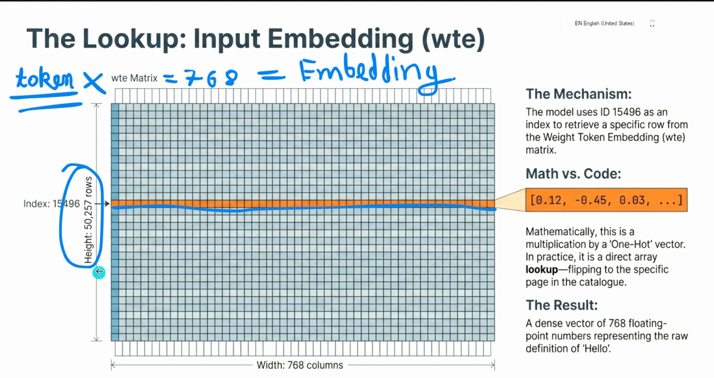If you look at it, for 50,257 tokens, each token will have a dimension of 768. So when we multiply this token with the weights, we get our embedding.